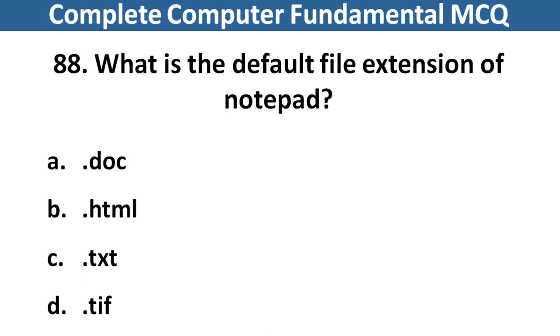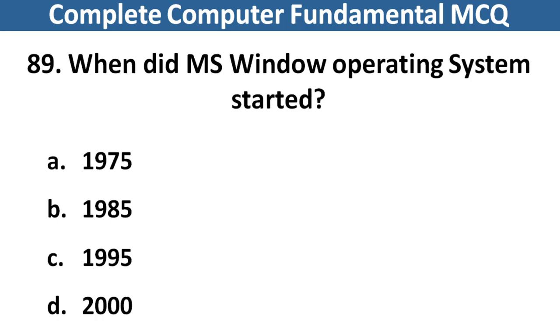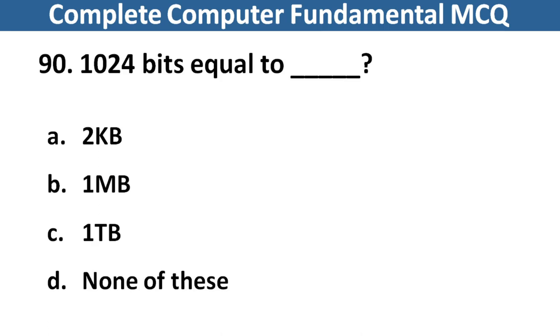Next question. What is the default file extension of Notepad? Right answer is option C, .txt. Next question. When did MS Windows operating system start? Right answer is option B, 1985. Next question. 1024 bits equal to dash dash? Right answer is option D, none of these.